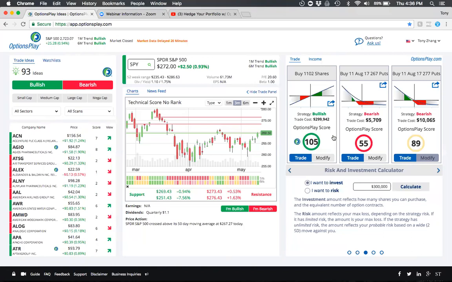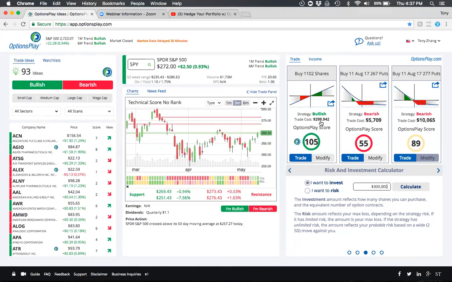And what that does is it simulates what your portfolio would cost. So it would cost you around 1,100 shares of SPY for a $300,000 portfolio. And it calculates the appropriate number of contracts for you to trade in order to hedge that portfolio. So it's 11 contracts of the August 267 puts and 11 contracts of the August 277 puts. So one that's $5 out of the money and one that's $5 in the money. And let's take a look at how this performs.